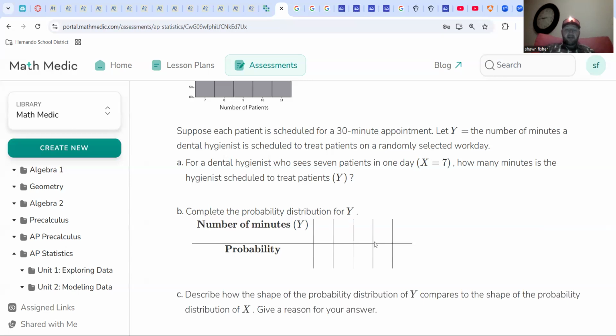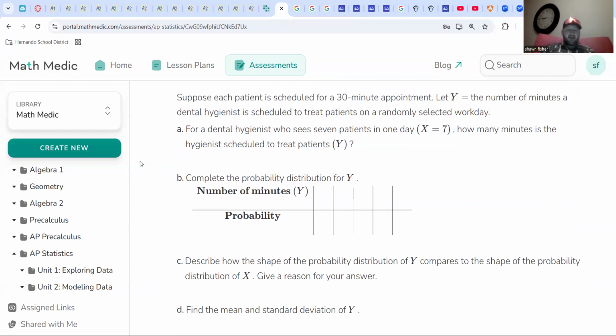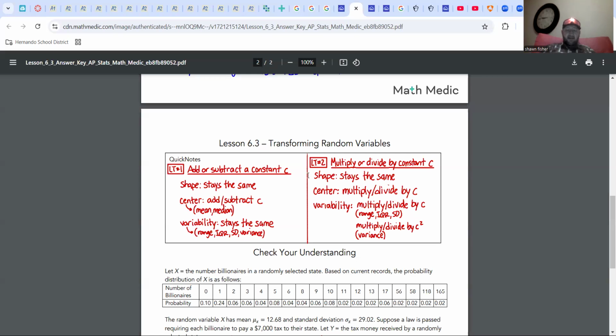And so we should be able to fill that out with the same kind of probability distribution like we've done before. All right. How does the shape of the probability distribution of Y compare to X? Well, let's look at it up here. We've got a unimodal type of distribution. When I multiply, what does that shape look like? If I go back to my notes, when I multiply or divide, the shape is going to stay the same. So that's what we're going to put.